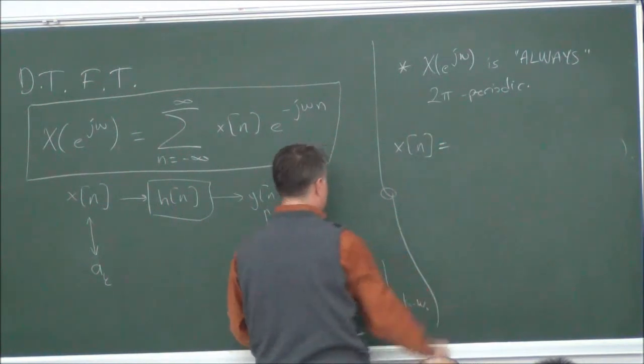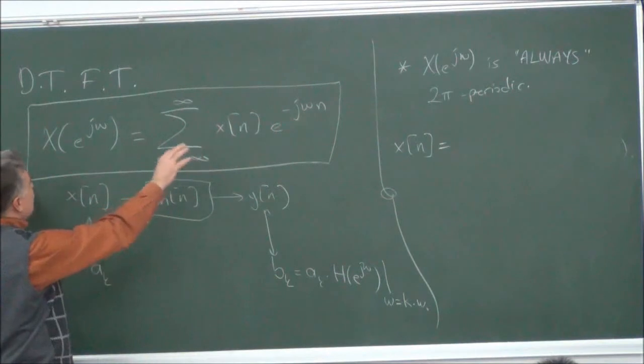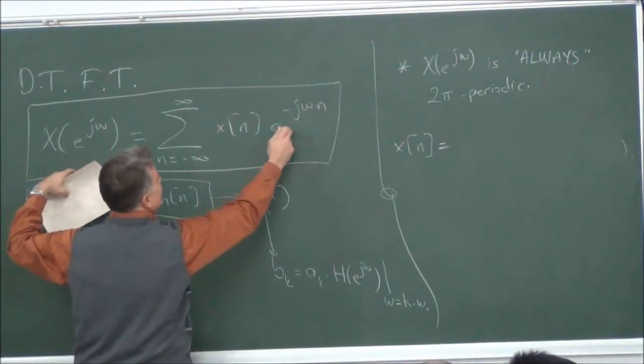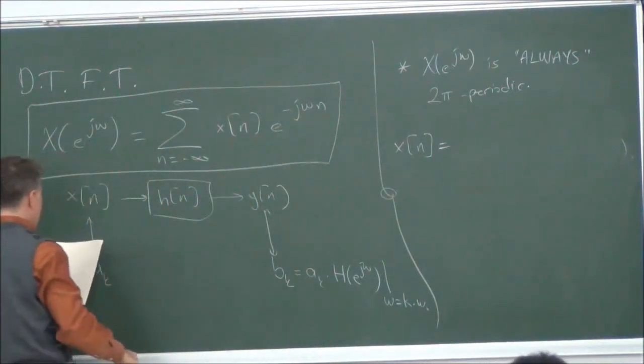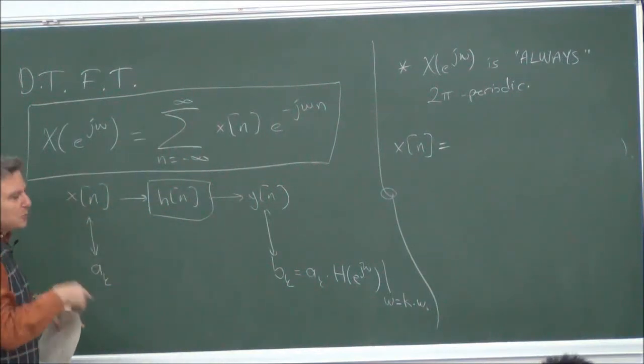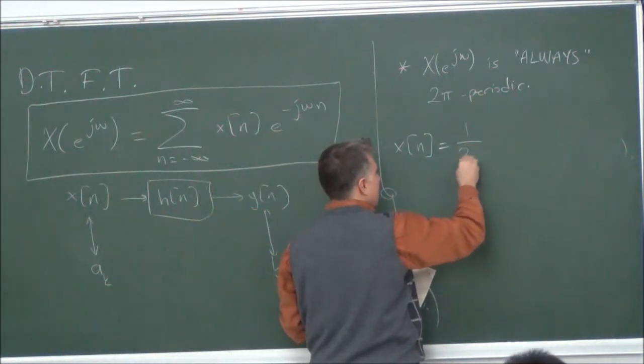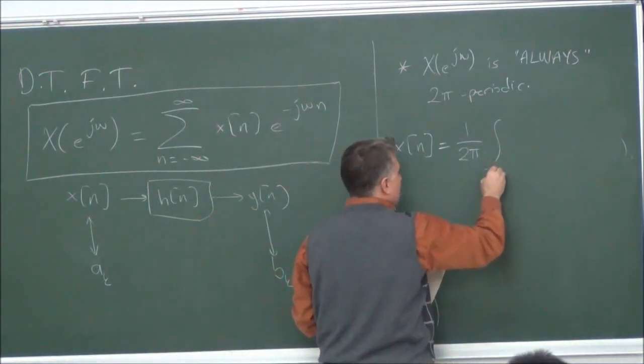And the inversion. This inversion formula is again by multiplying both sides of this equation by the conjugate of this complex exponential, and then integrating both sides of the equation and cancelling some of the terms, we come up with eventually this formula.